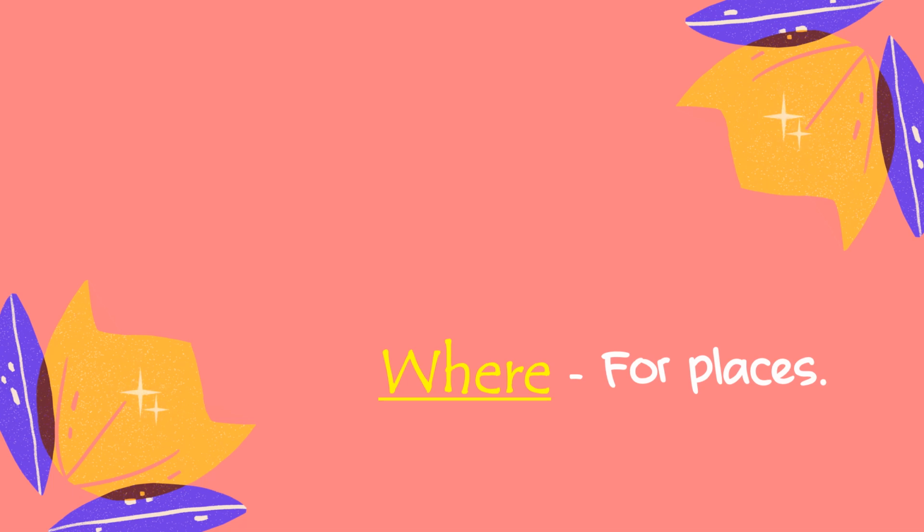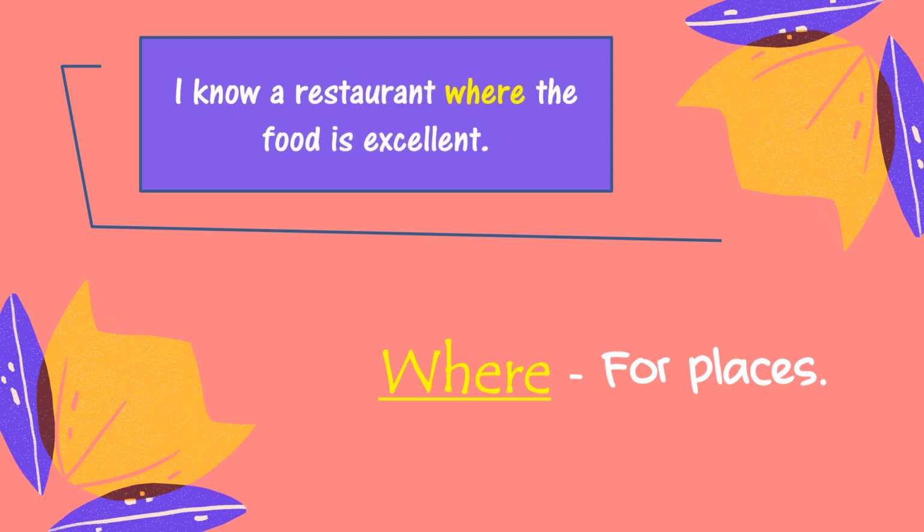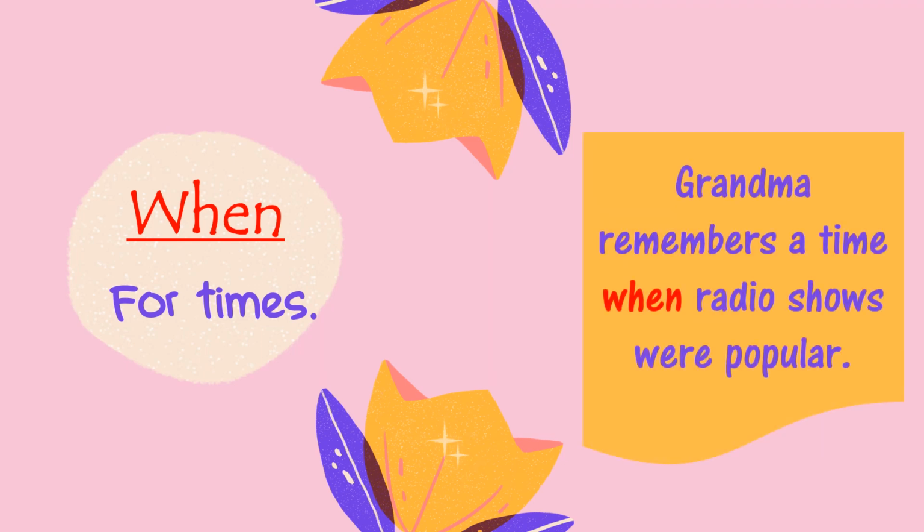So next we have the relative pronoun where. It is usually used for places. I know a restaurant where the food is excellent. So it is telling the place. Then we have when. It is usually used for times. For example, grandma remembers a time when radio shows were popular. So it is showing the time when grandma used to listen to the radio shows which were very popular.